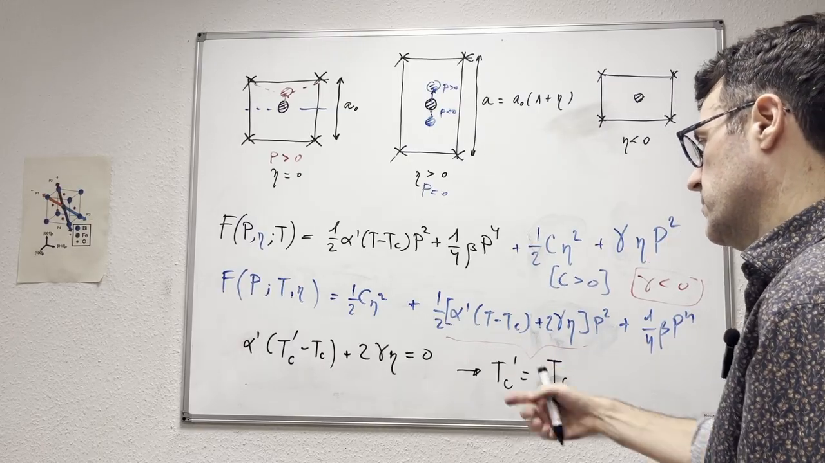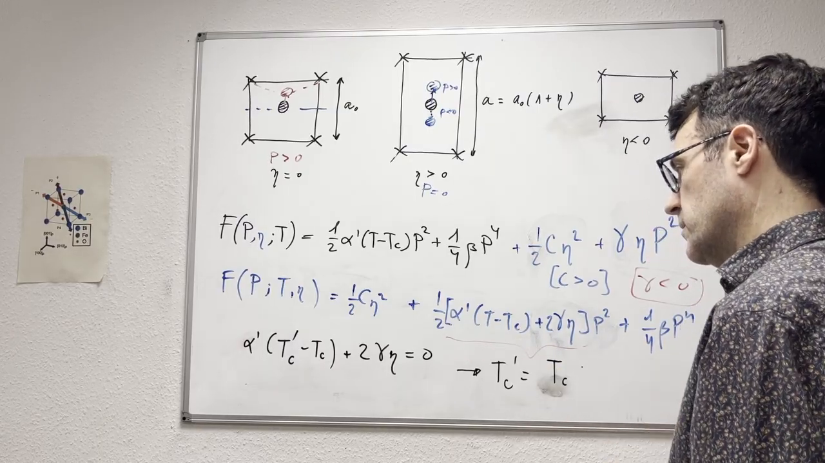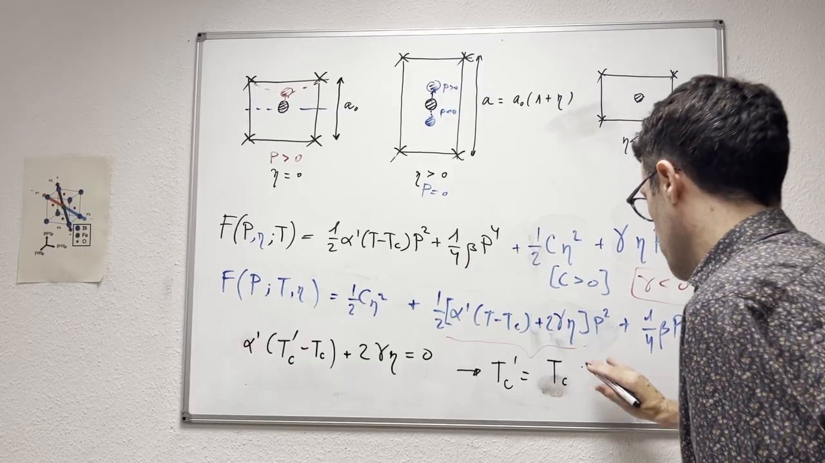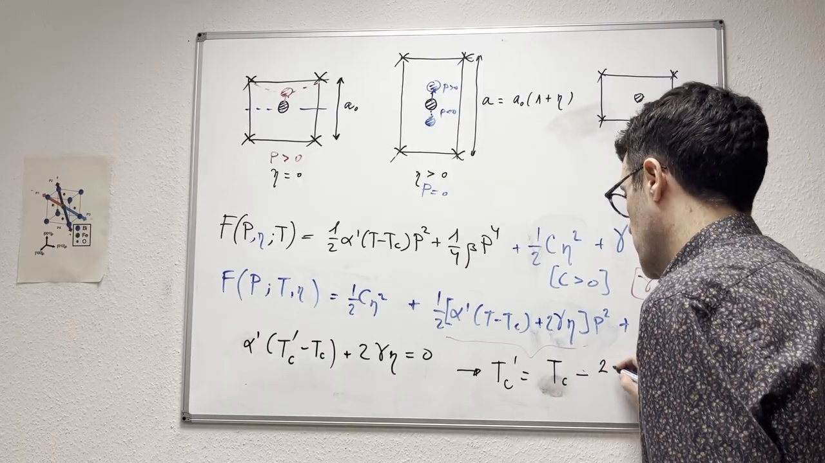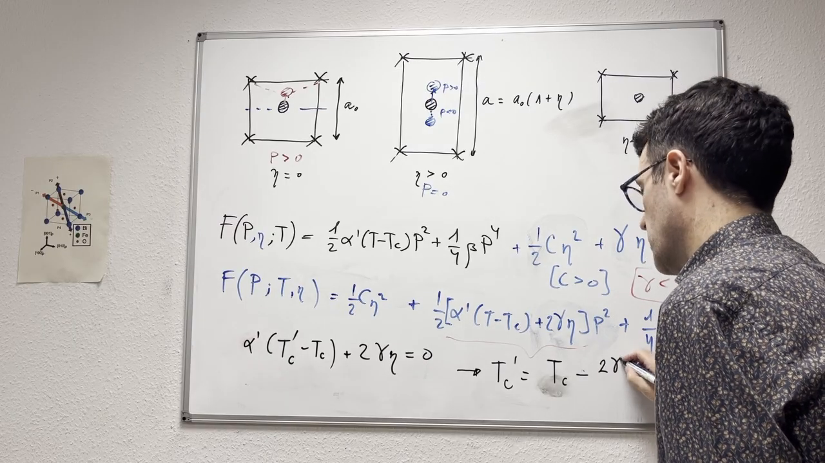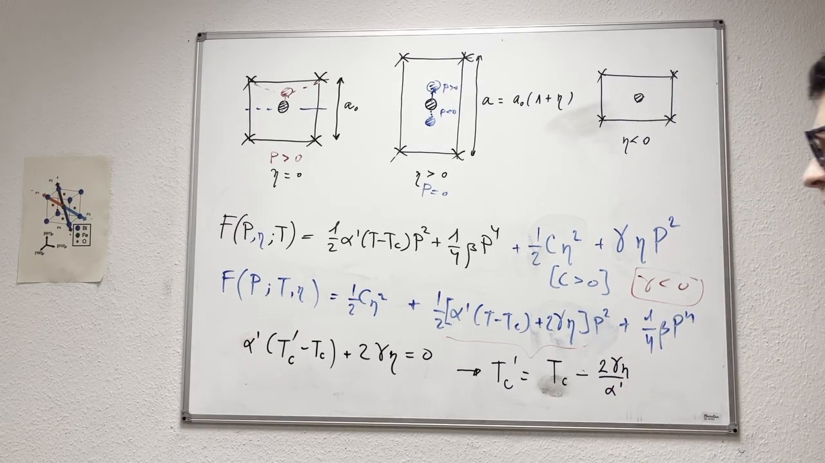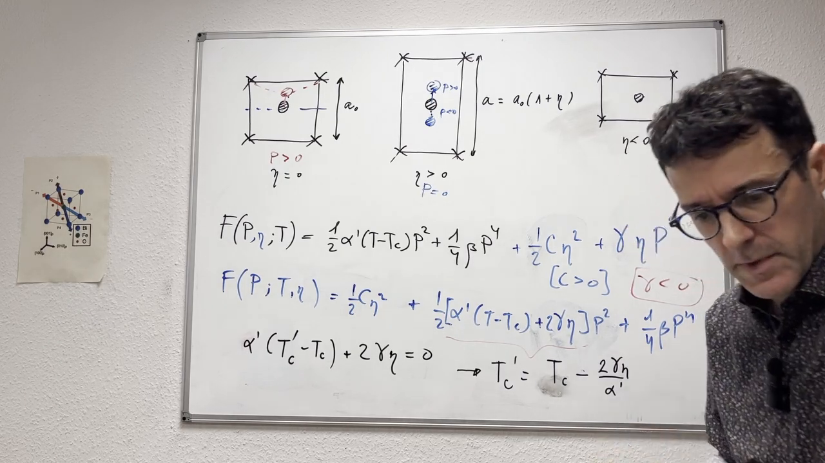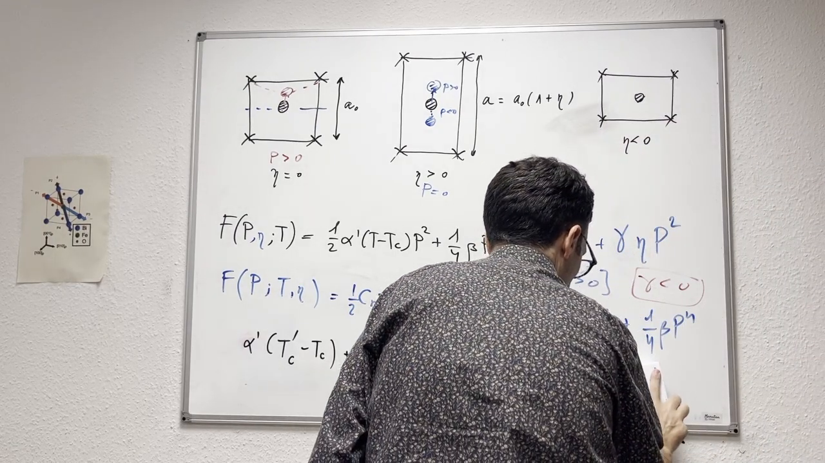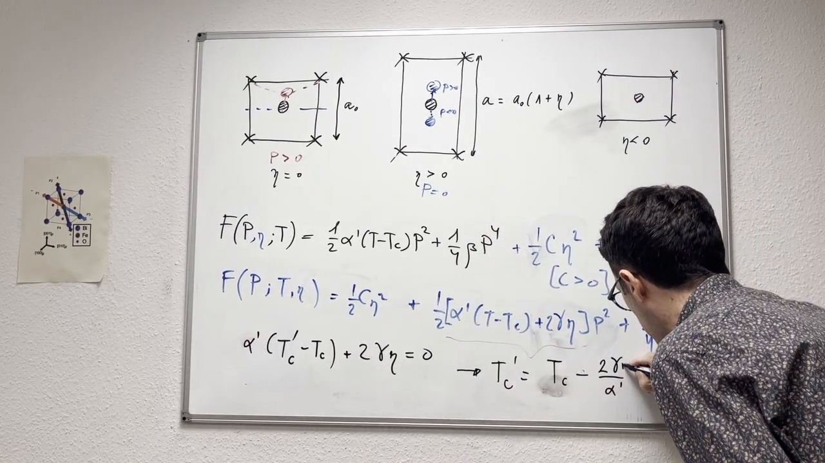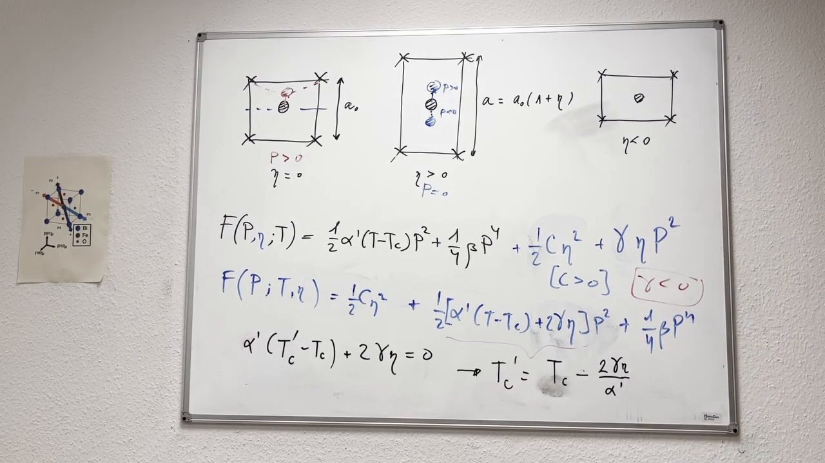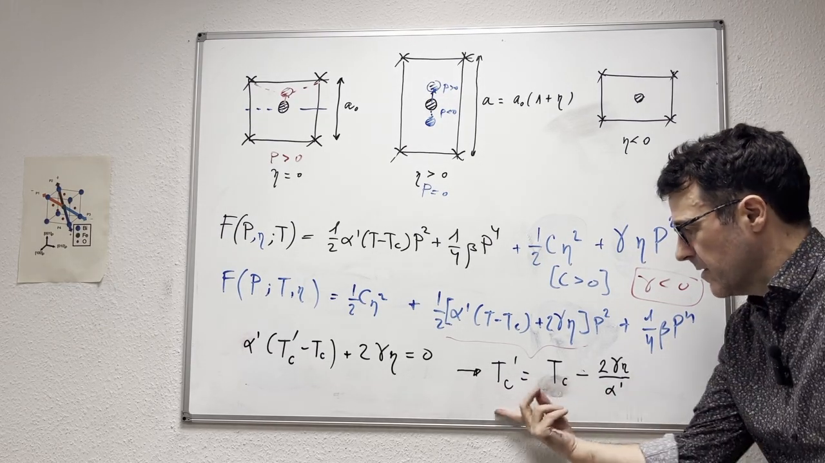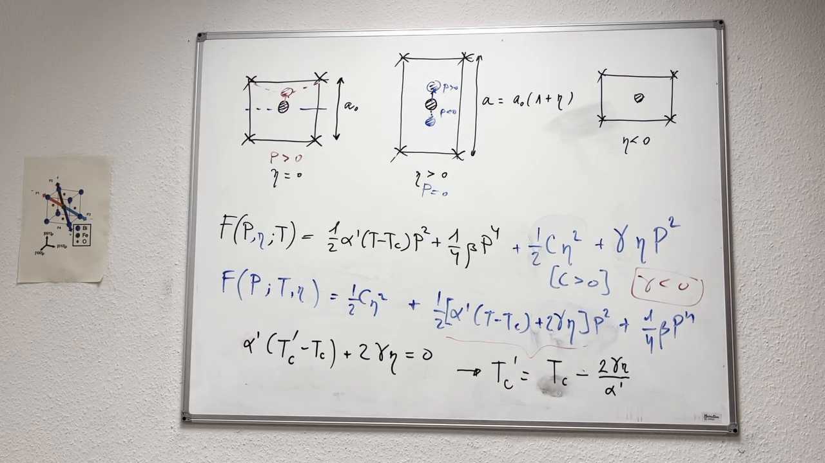So I can take that there. Plus. What am I doing? Tc. No, minus. 2 times. Am I doing this right? Yeah, I'm doing this right. So you see, under strain, I have a modified transition temperature. Does it fit our expectations?